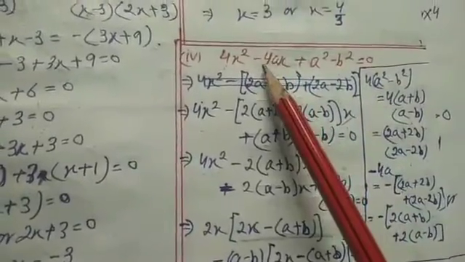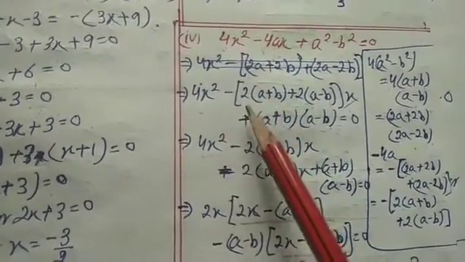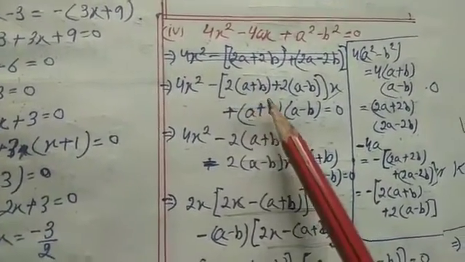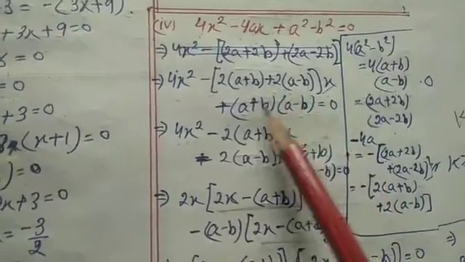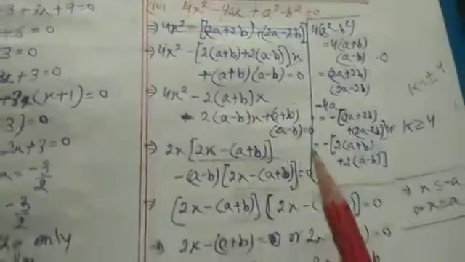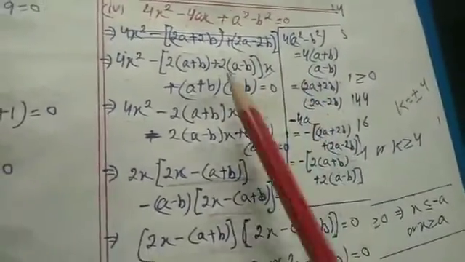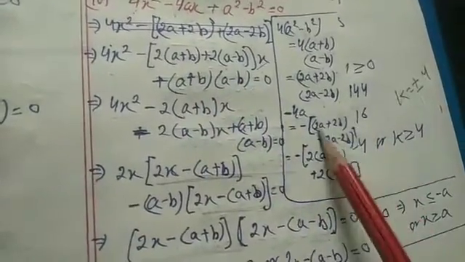So it means in place of minus 4a, we are writing here 4x square minus bracket twice of (a plus b) plus twice of (a minus b), bracket close, into x, plus (a plus b) into (a minus b). So this, we have taken 2 already as common. If you don't want to take common, then we can write as it is.